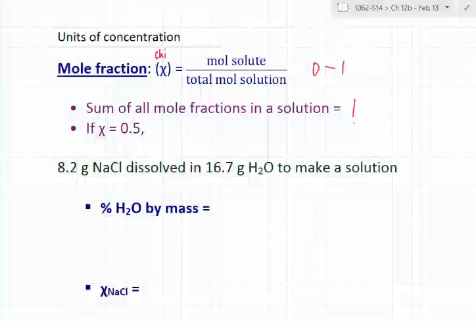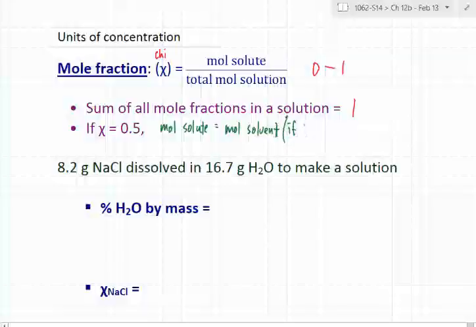What does it mean if a mole fraction of something is 0.5? Yeah, it is half of the total moles. And what if that solution is made up of just 2 things? What if we have a mixture of 2 things, and the mole fraction is 0.5 for one of those? What does that mean? Yeah, the other one's mole fraction is also 0.5. So essentially it means the mole fraction of the solute equals that of the solvent if it's a two-component mixture.